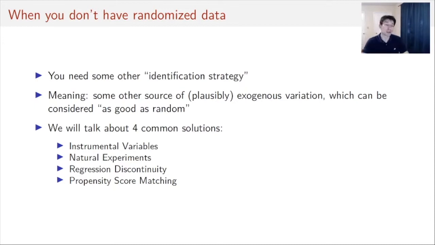And so today I want to talk to you about 4 common identification strategies, 4 common solutions for when your data is not perfect. And those are instrumental variables, natural experiments, regression discontinuity, and propensity score matching.